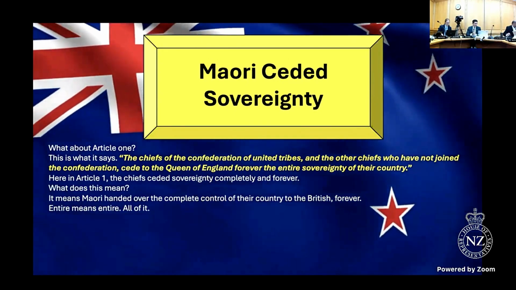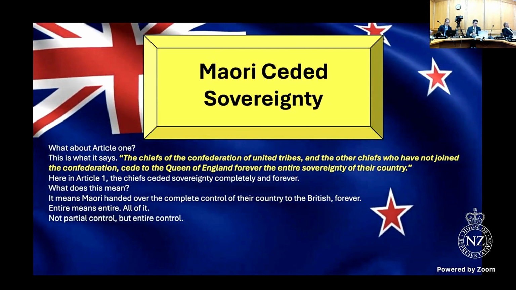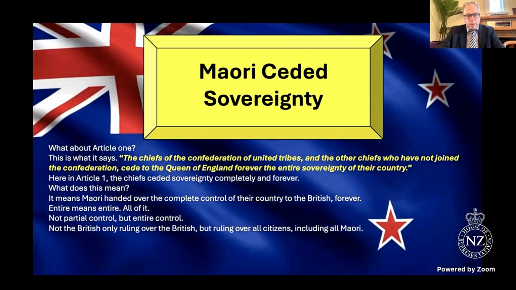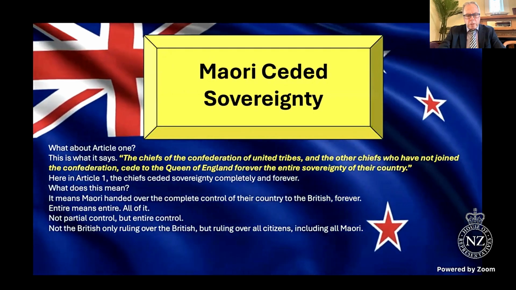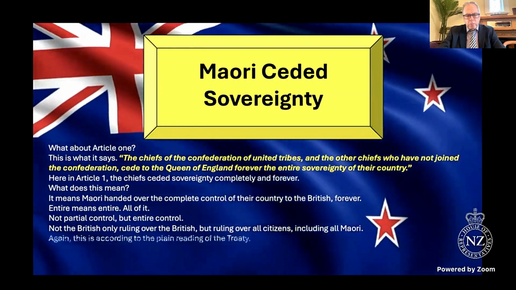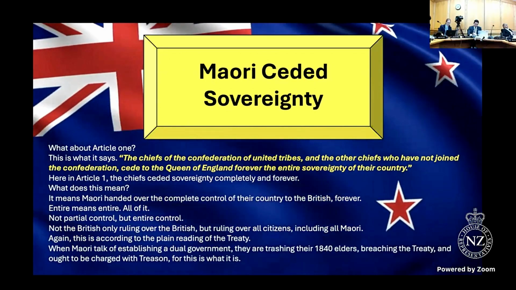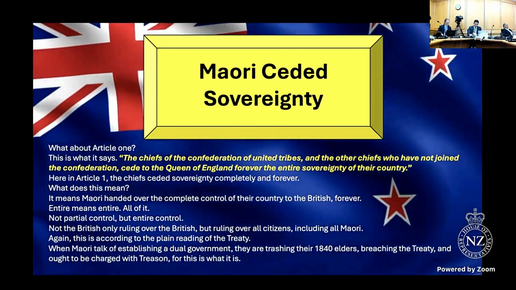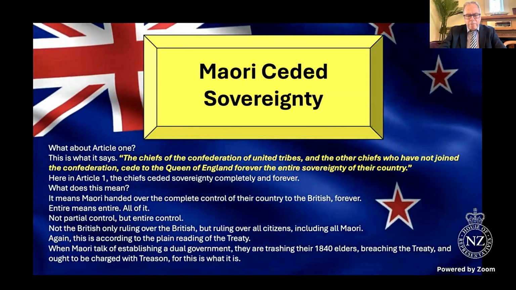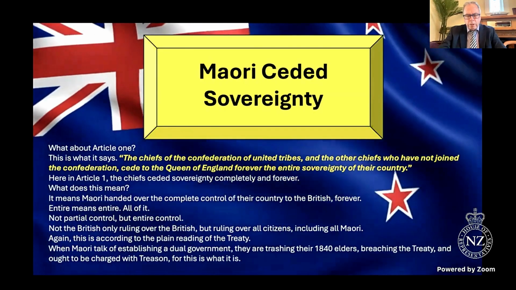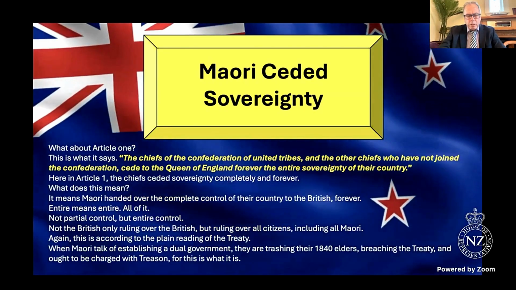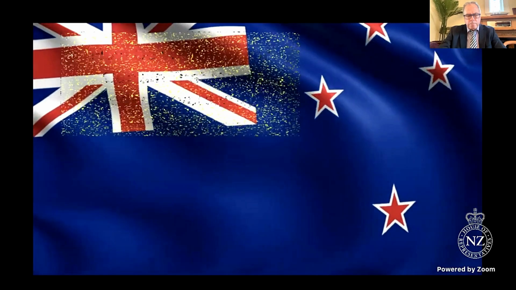Entire means entire, all of it. Not partial control, but entire control. Not the British only ruling over the British, but ruling over all citizens, including all Maori. Again, this is according to the plain reading of the treaty. When Maori talk of establishing a dual government, they are trashing their 1840 elders, breaching the treaty, and ought to be charged with treason, for this is what it is.